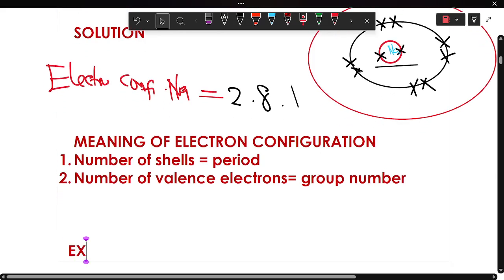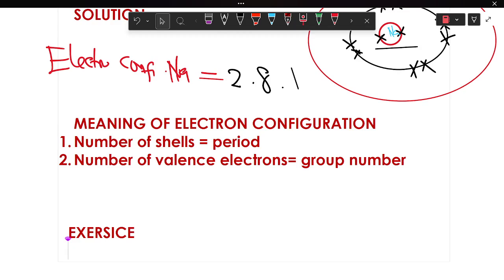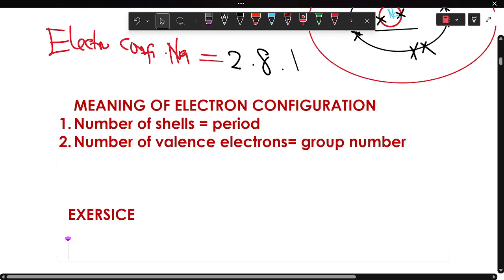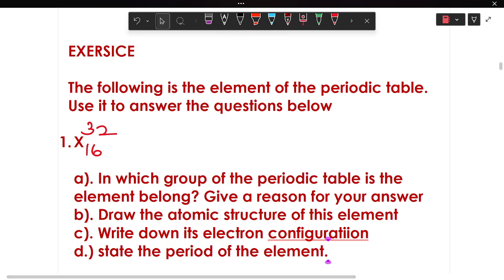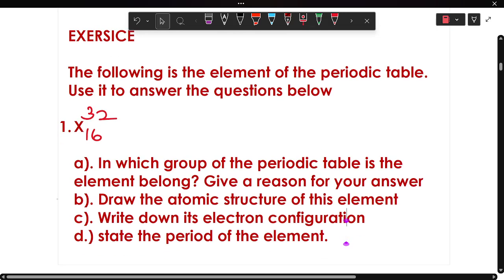So let me give an exercise for this one. Tomorrow we will start looking at trends in the periodic table, like atomic radius. Have you seen it? So, in which group of the periodic table does the element belong? State the atomic structure, then write down its electron configuration, and then state the period of the element. I think you can do it, right?